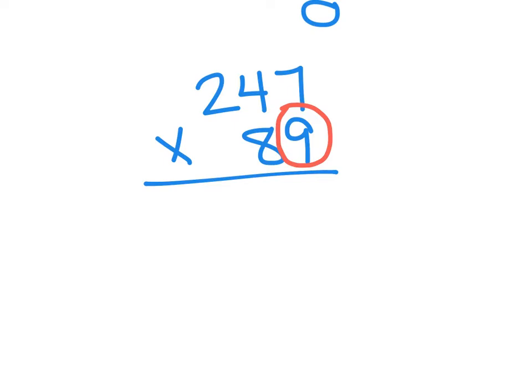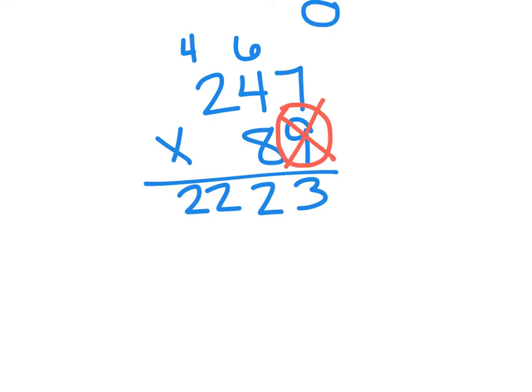So 9 times 7 is 63, 9 times 4 is 36, plus 6 is 42, 9 times 2 is 18, plus 4 is 22. Next, I'm going to cross out the number I've already multiplied by. I'm going to cross out the numbers that I carried and add my 0 placeholder.